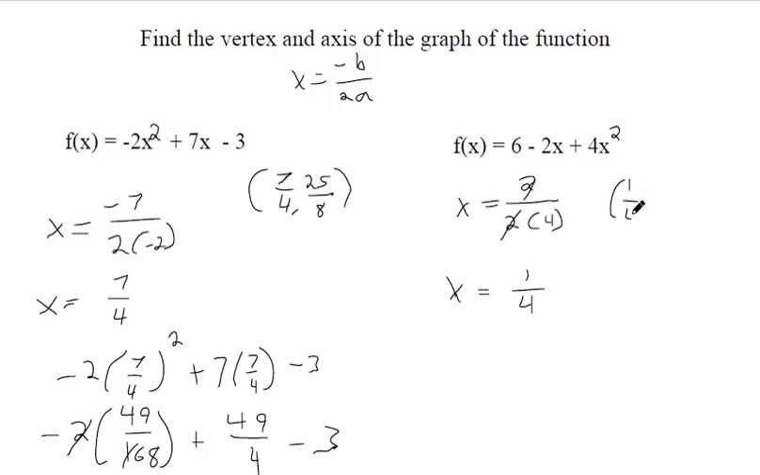I don't know why they didn't just let us have integers for the vertex. I guess they want us to practice our fractions. So the axis of symmetry is x equals 1/4, just like in the last one. The x location is 1/4. We've got to plug that in to find out what the y coordinate is of the vertex.